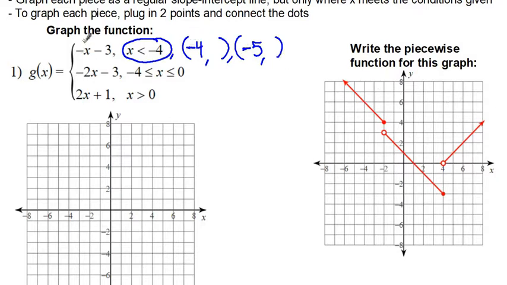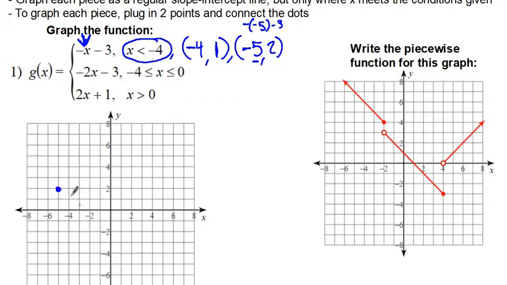So we plug in negative 4 for x right here, we'd have negative negative 4, which is positive 4, minus 3 would be 1. So the point negative 4, 1 is going to be on our graph. And then we'll take this x value right here, negative 5, and we'll also plug it in for x right here. So we'd have negative x, that's negative negative 5, which is positive 5, and positive 5 minus 3 would be 2. So negative 5, 2 is on our graph right here.